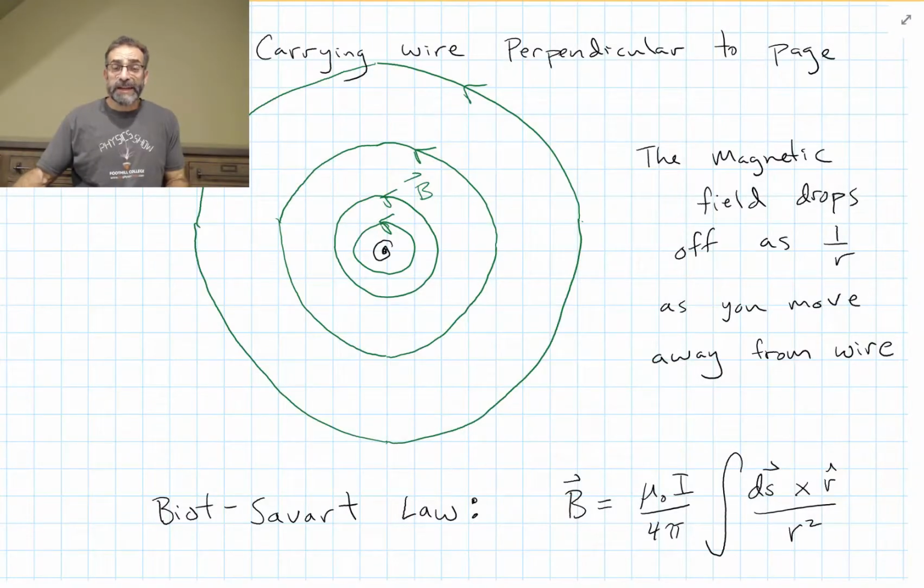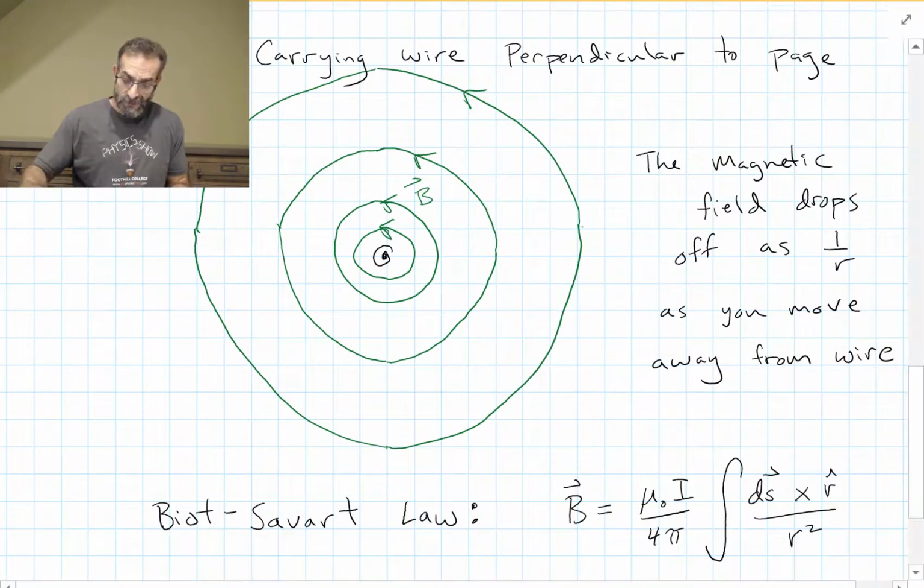And I know what you're thinking. You're thinking, how do we calculate the magnetic field that surrounds a current-carrying wire? Well, we use the Biot-Savart Law. I've written it out here. Mu naught is a constant very similar to epsilon naught.